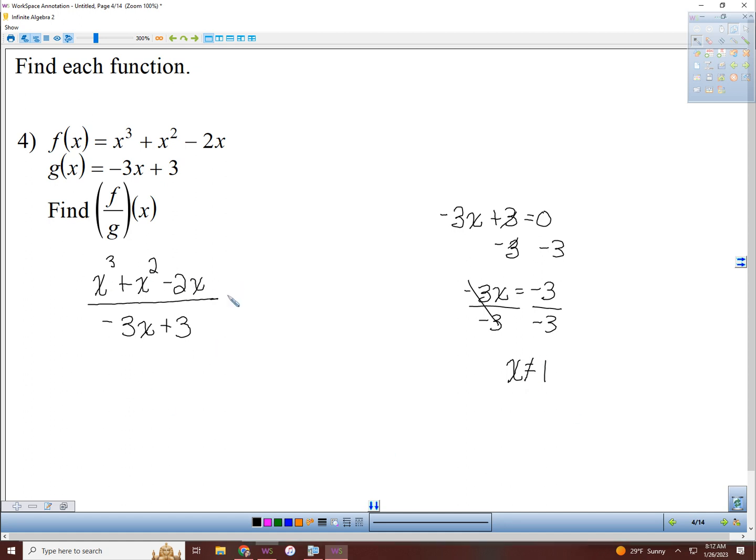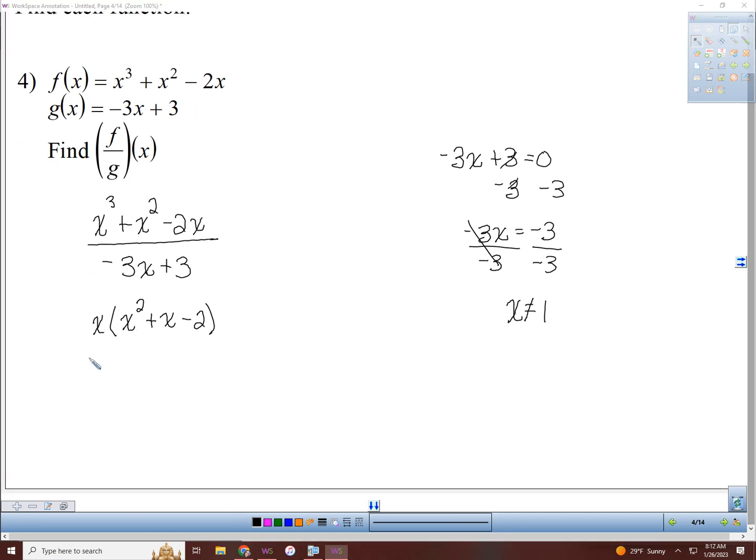So I'm going to go ahead and factor the top. I see that I have a common factor of x. So I'm going to factor that out. That would leave me with x squared plus x minus 2. And then I'm also going to go ahead and factor this trinomial.